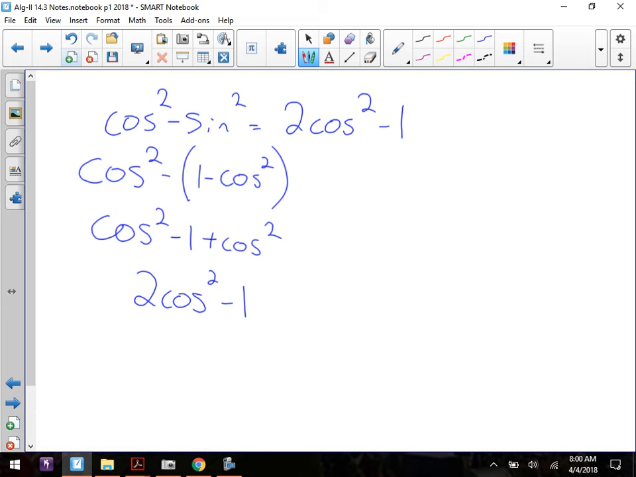Okay. What else do you want to look at? 36. All I'm doing is working the left to make it look like the right. Whenever you see the word verify, that means make the left look like the right.